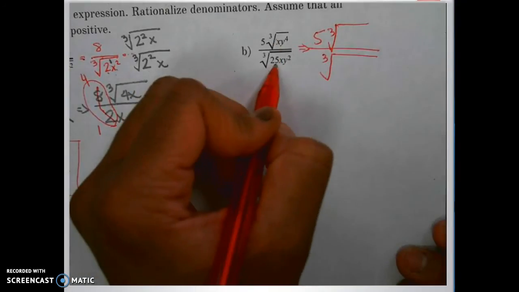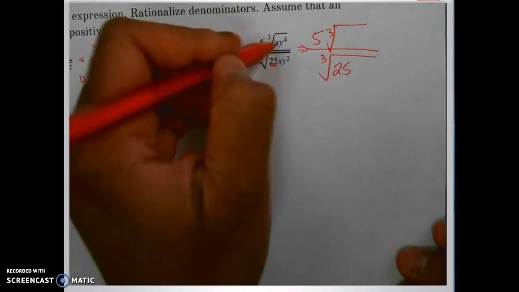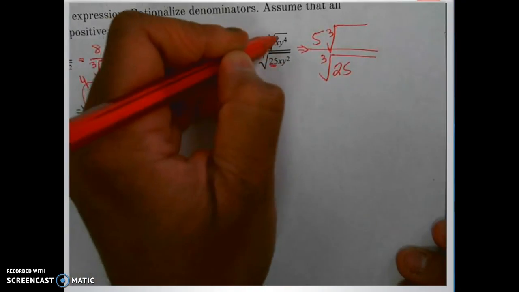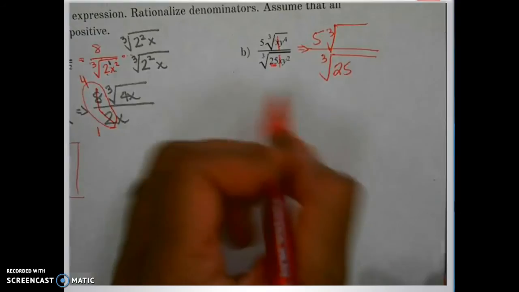There's nothing to go with this 25. Nothing at all. So I'm just going to leave that there on the bottom. But I do have an X and an X on the inside, so I can cancel that. So the X's are gone. They're ghost. I don't need to worry about those anymore. That's great. Glad we reduced.